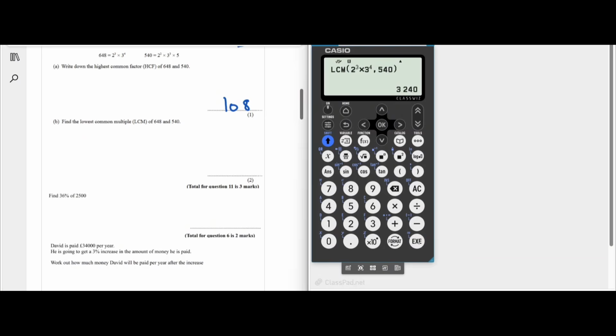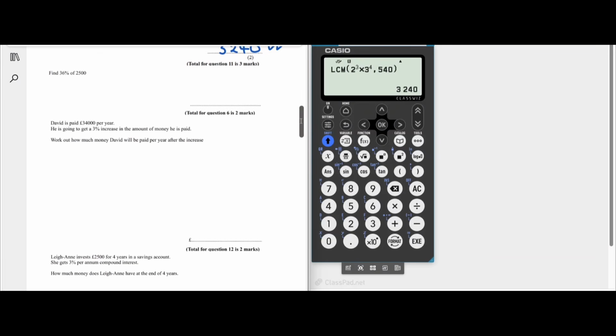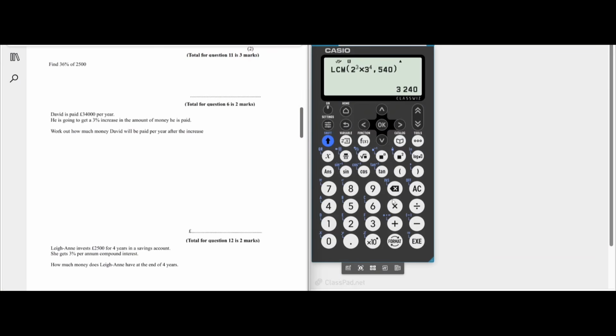There we are, 3,240. Again, 2 marks, but all you need to do is use your calculator and you will get both of those marks. No working out required for those questions when you put them in the calculator. Okay, percentages. A lot of people on these ClassWiz calculators don't know where the percentage button is. It's in a bit of a funny place on this one. So you press 36 and then you click on catalogue, and it's under probability. Okay, and there is your percentage button.